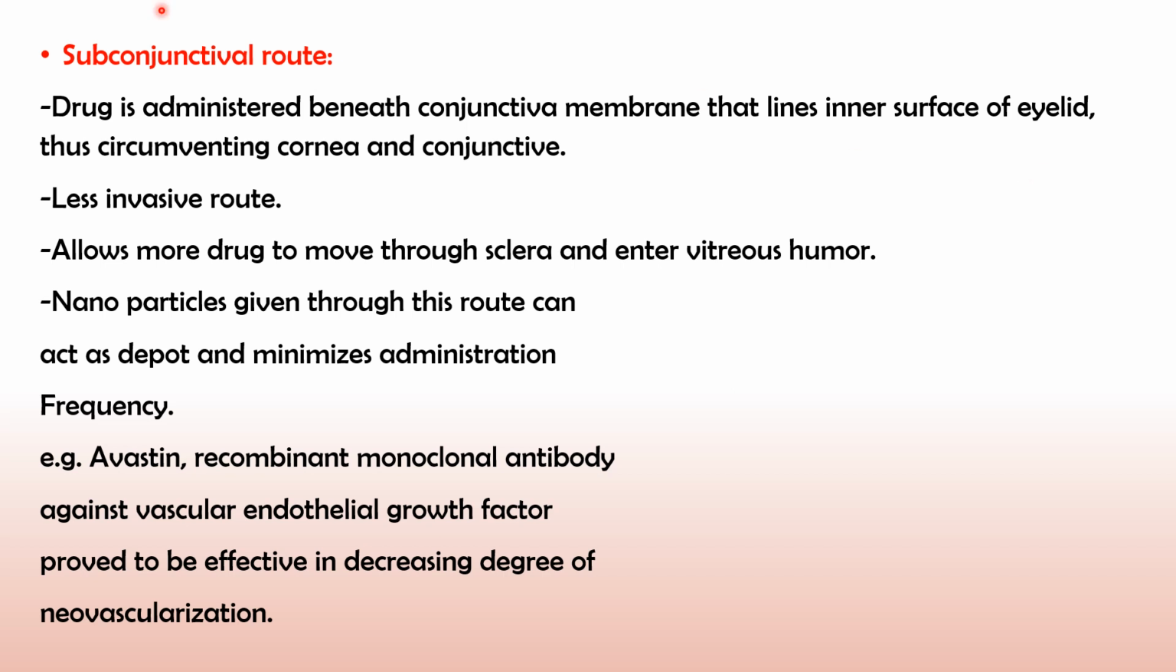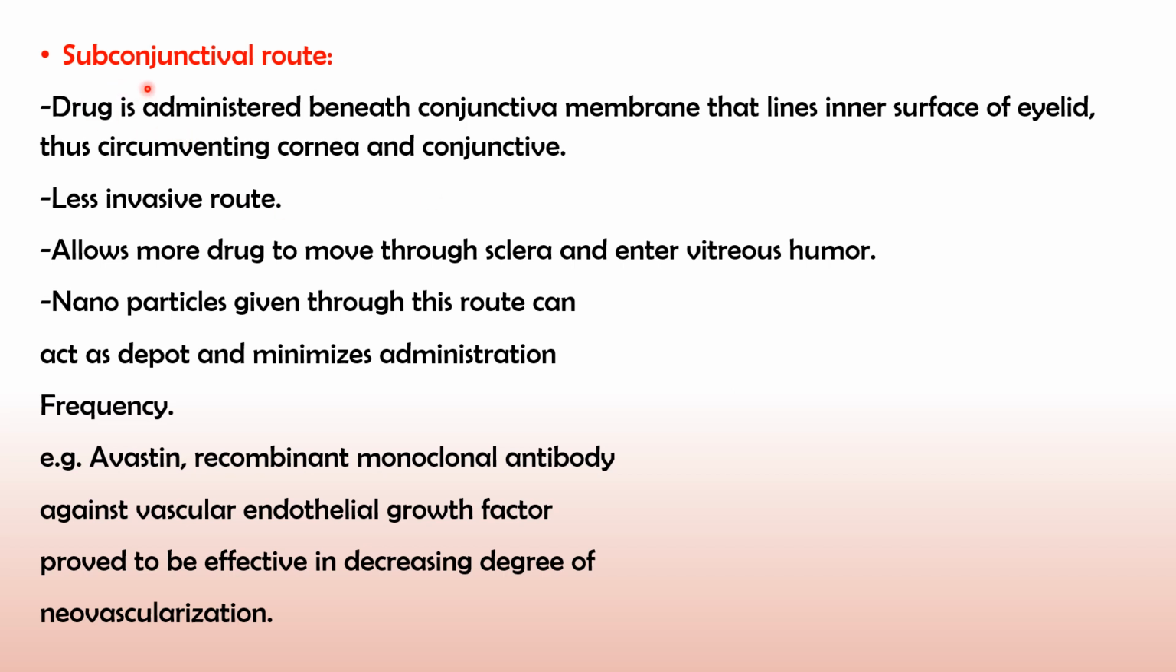Okay, so that is the subconjunctival route. If you give through this route, then you are circumventing the cornea. Now the conjunctiva is highly rich in blood vessels. Because of the blood vessels, the drug which goes into the conjunctiva moves into the blood vessels and goes into the systemic circulation. So from there also the drug is lost.